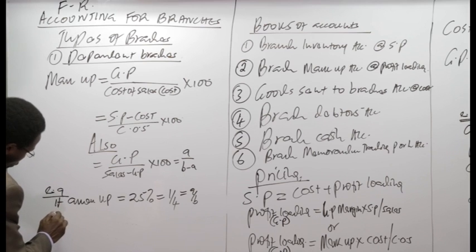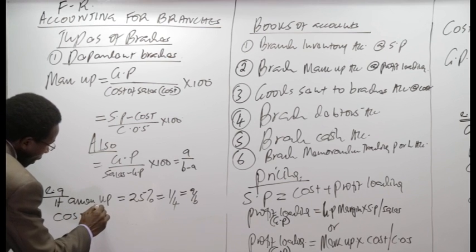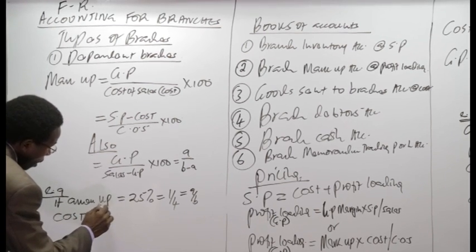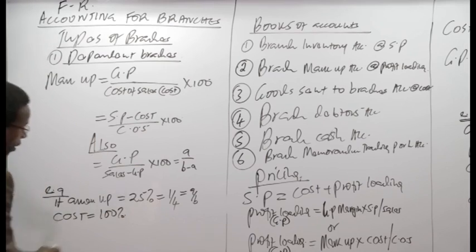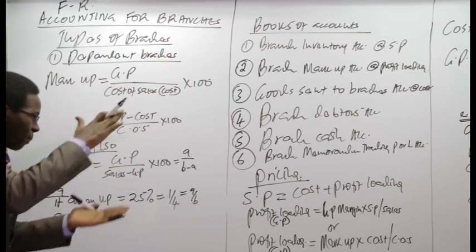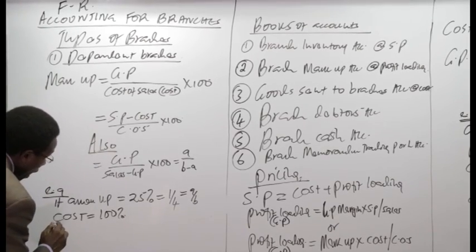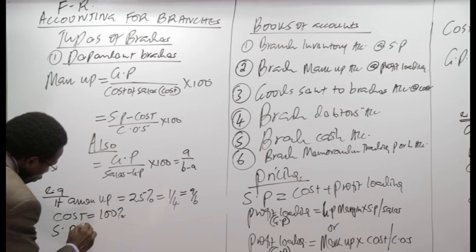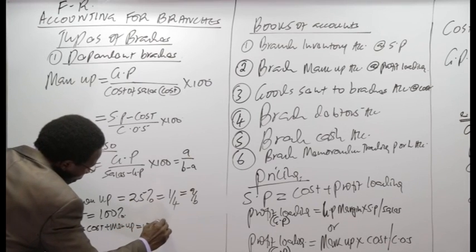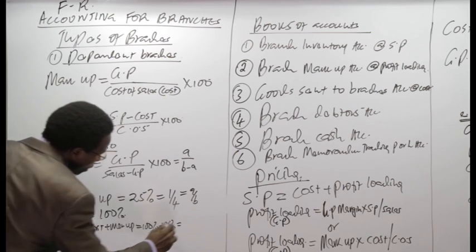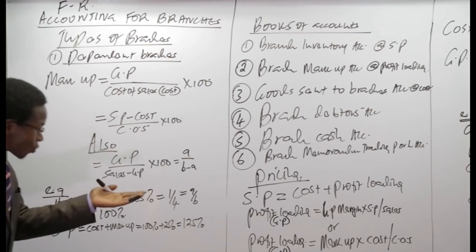Then what is our cost? The cost is going to be 100%, because on top of the cost there's a markup, a profit loading of 25%. Then we have the selling price, which is the cost plus markup, that is 100% plus 25%, which is going to be 125%. So the selling price is 125%.